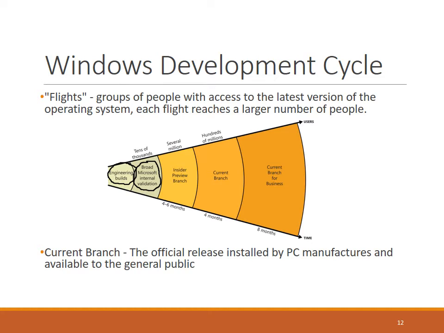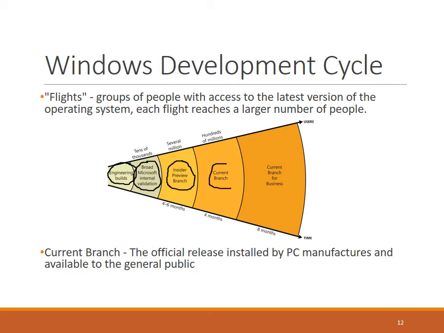So once these two guinea pigs have vetted that part of the operating system, then it gets pushed out to the insider preview branch. So this is something that you as an end user can opt into. So if you're interested in receiving updates and being one of the several million guinea pigs that Microsoft is going to use to test their update, you can opt into the insider preview and you can get updates before everyone else does. Then it's pushed out to the current branch.